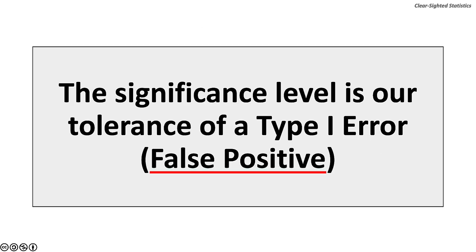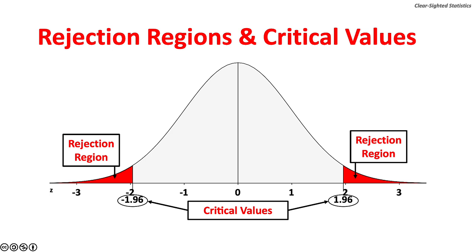The significance level is our tolerance of committing a type 1 error, which is erroneously rejecting the null hypothesis. A type 1 error, therefore, is a false positive. Here is a normal curve for a two-tail z-test. The two rejection regions are the areas in red. They are defined by two critical values for z, negative 1.96 and positive 1.96. There is sufficient evidence to reject the null hypothesis when the calculated z value of this test is less than negative 1.96 or greater than positive 1.96.